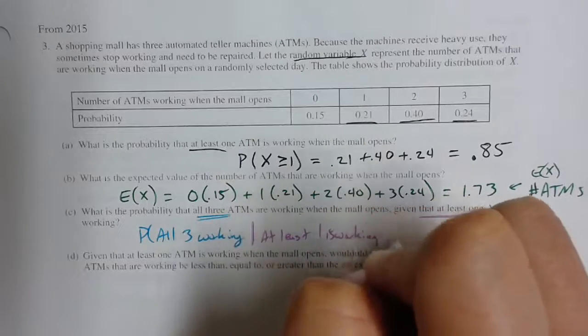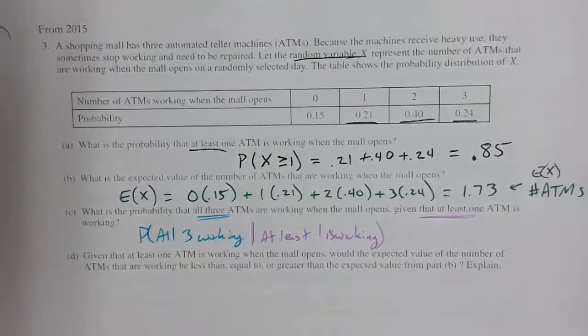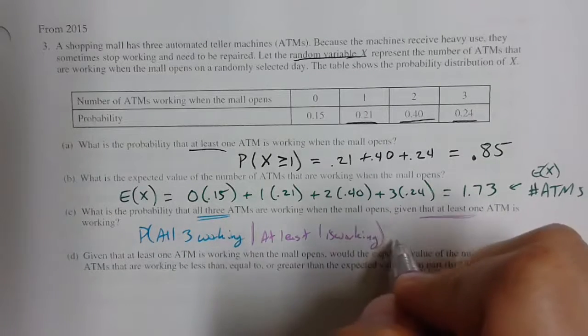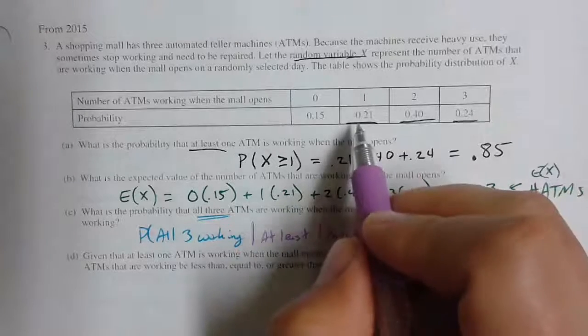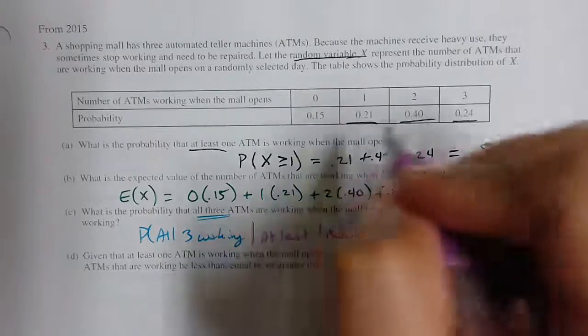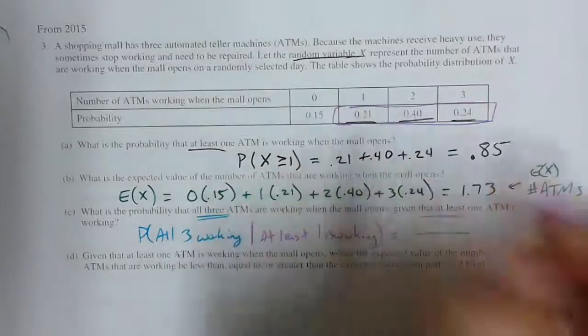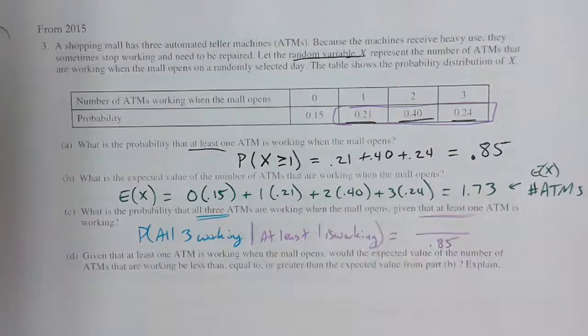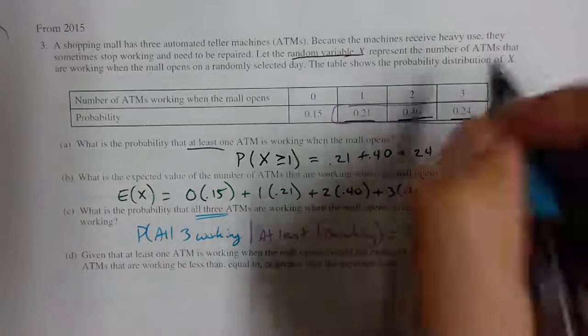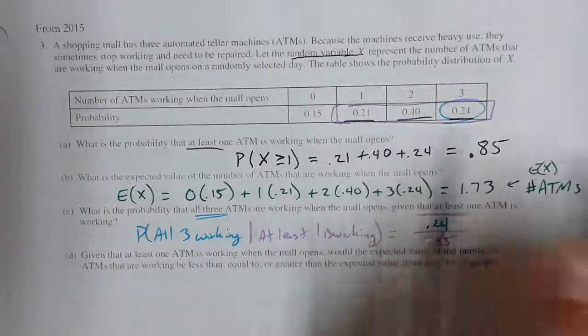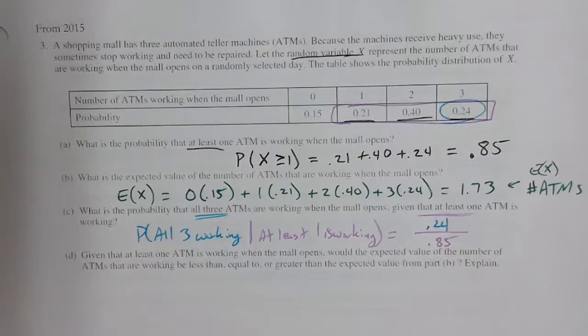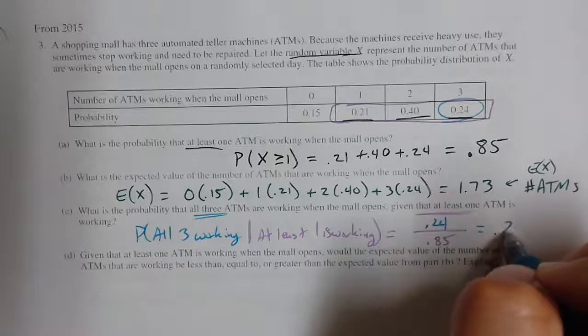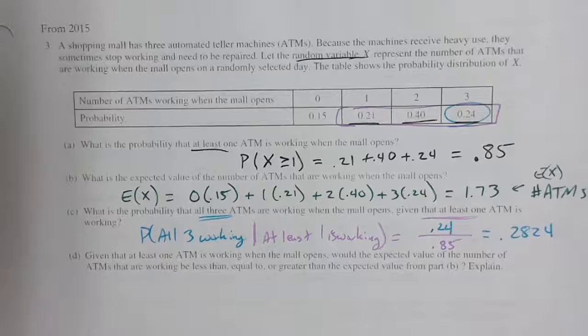So in this particular setup, we had that number from part A actually. So 85% of the time, at least one of these machines is going to be working. But out of that 85%, that's where the exactly 3 comes in. 0.24 out of the 85% are going to be the 3 that are working out of at least one working. So this number comes out to be 0.2824. So about a 28% chance, a little bit more than that, that all 3 will be working given that at least one is working.